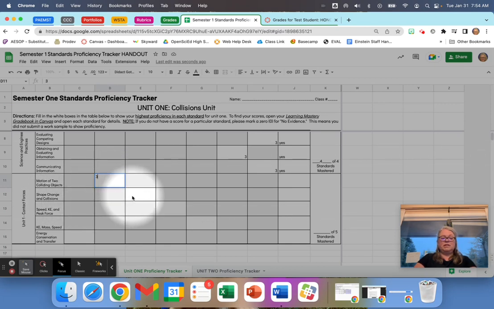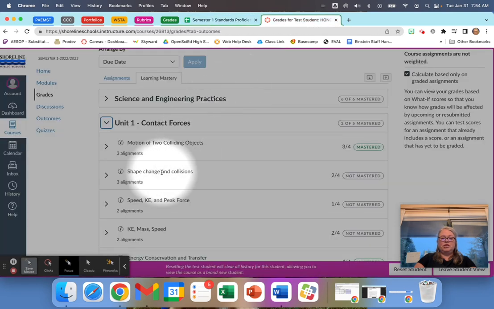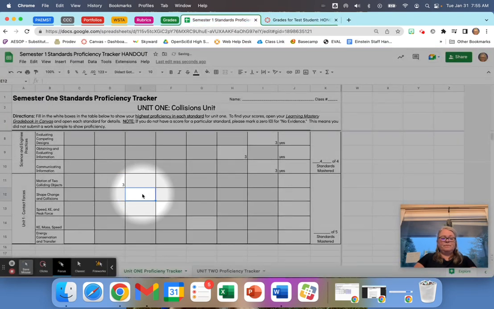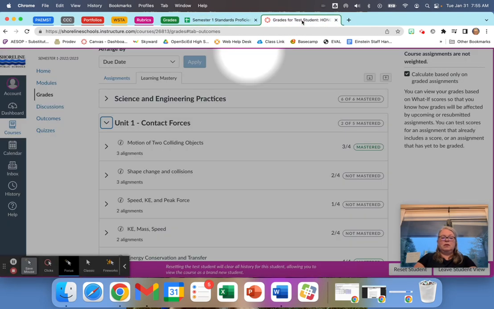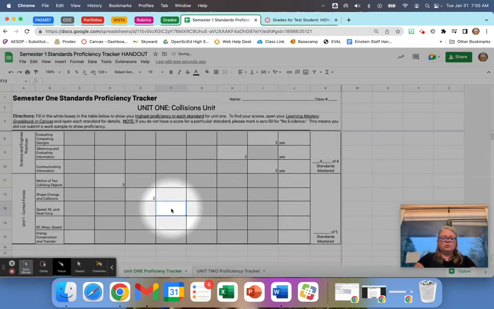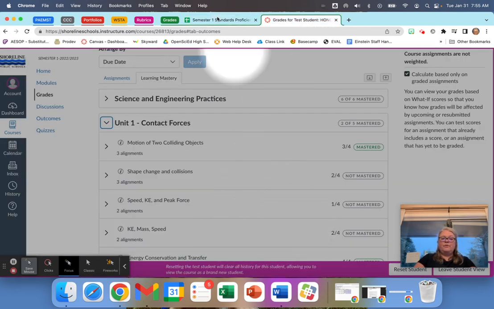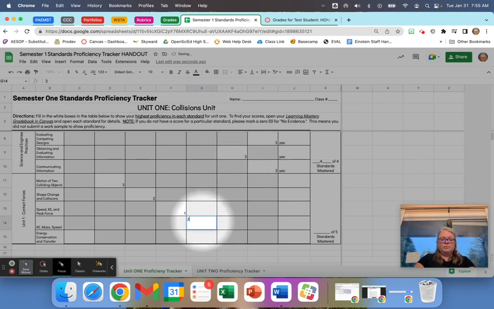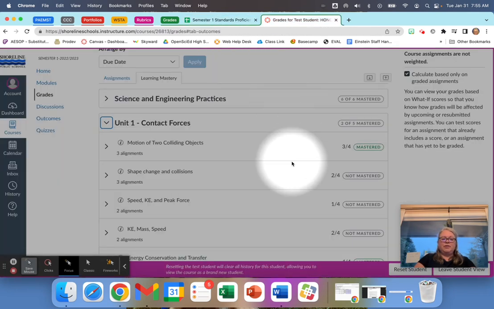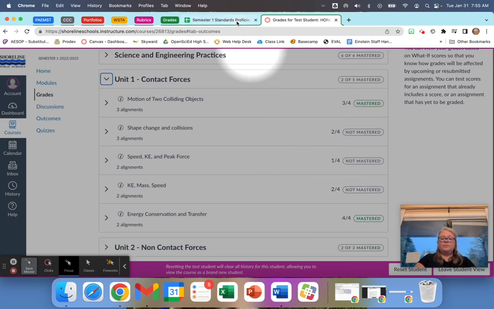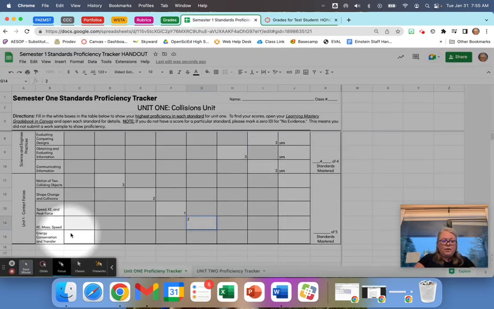Shape change and collisions, 2 out of 4. Speed, kinetic energy, and peak force, 1 out of 4. Kinetic energy, mass, and speed, 2 out of 4. And energy conservation and transfer, a 4 out of 4. And that one goes way over here. So 3 out of 4, yes, that standard was mastered.